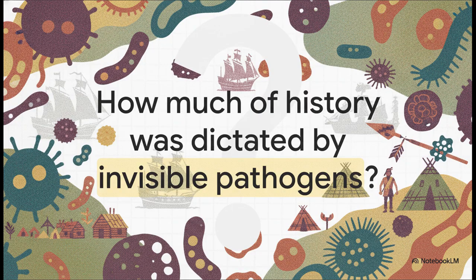We spend so much time memorizing dates and battles and the names of founding fathers. But if microscopic bugs determined whether a settlement survived, who was strong enough to win wars, and ultimately the tragic fate of entire native nations, how much of American history was actually dictated by an invisible antagonist? It really flips the script on everything you thought you knew about the colonial era, doesn't it?